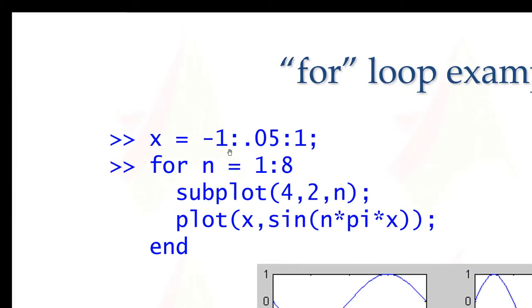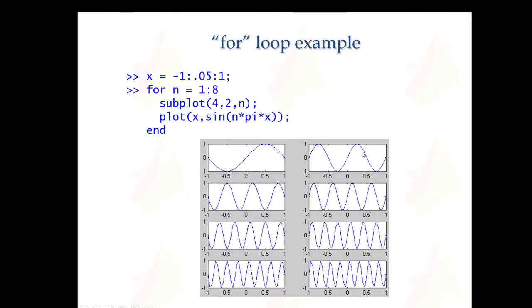x starts from minus 1 to 1, and the step size is 0.05. The for loop goes from 1 to 8, which means I have to do 8 plots. I think you remember subplot takes rows, comma, columns, comma, p. For example, this is 4 and this is 2. What is the meaning of this? We are having 4 rows and 2 columns.